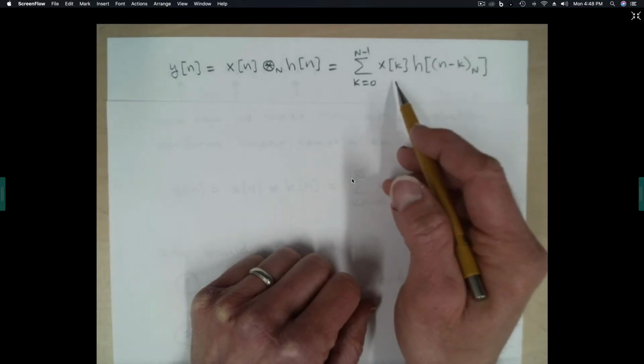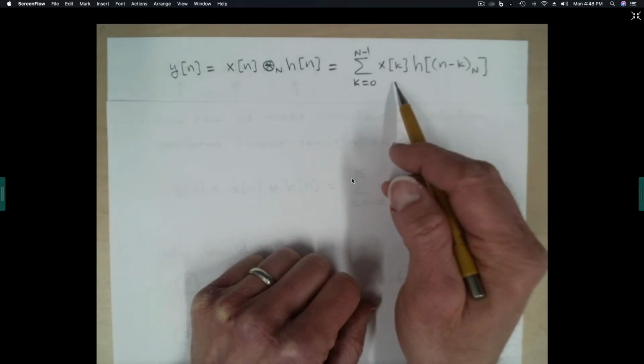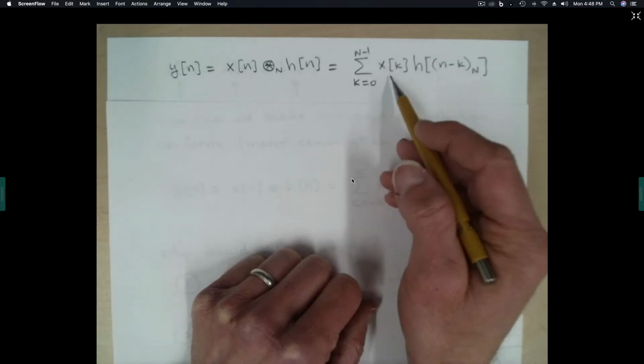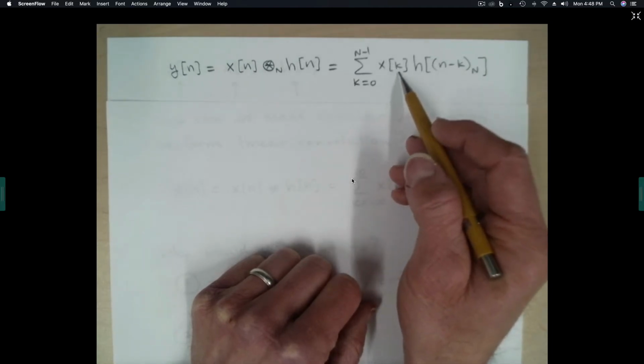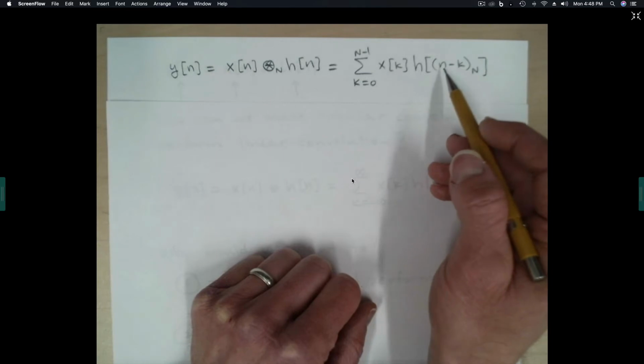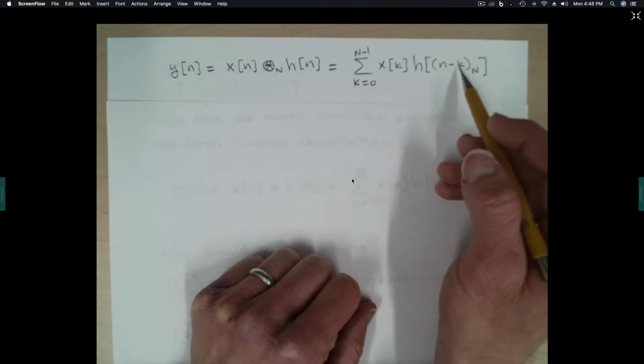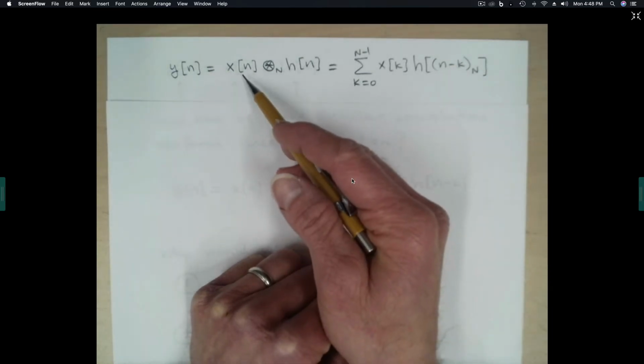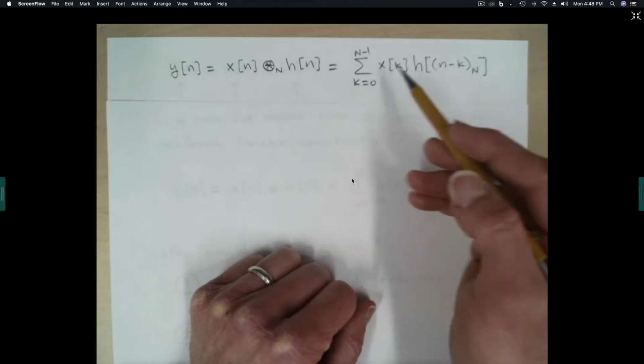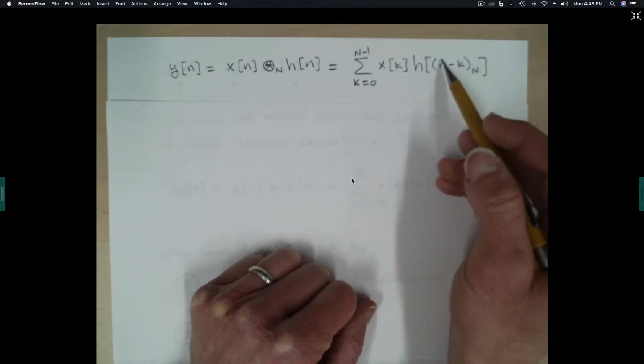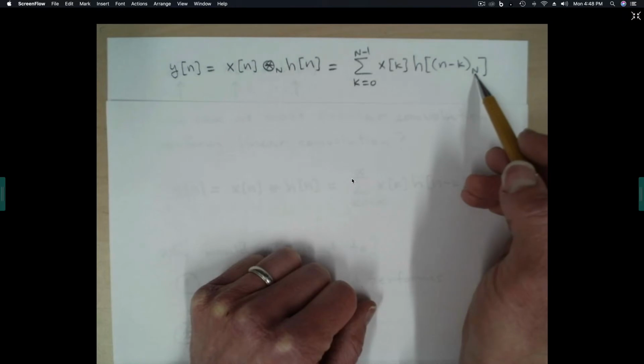It's similar in operation to the regular linear convolution that we're used to, where we have x of k, and then we have h of n minus k. But when we have finite length sequences that are each length n, the n minus k is evaluated modulo n.